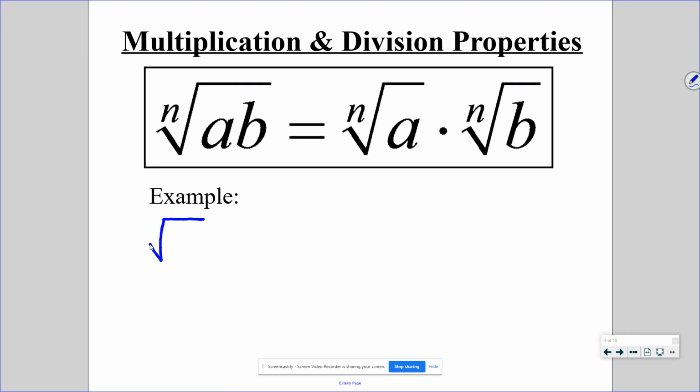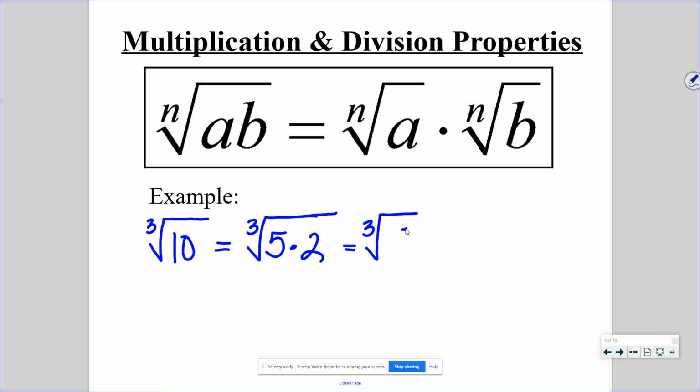Let's say that we're looking at something like the cube root of 10. So the multiplication property simply says that if you can rewrite the number that you have as a product, like 10 is equivalent to 5 times 2, then you are allowed to break up the radical by putting each number in its own individual radical, that's supposed to be a 3, with a multiplication sign in between. Okay, so we're allowed to break up a radical like this. But the converse is also true. So you could look at this backwards.